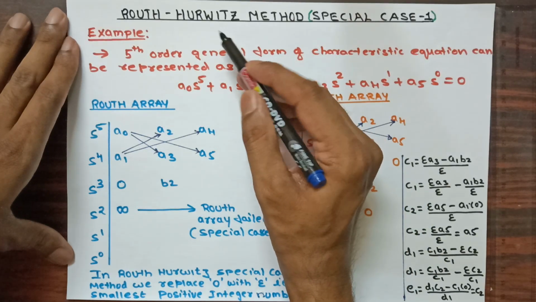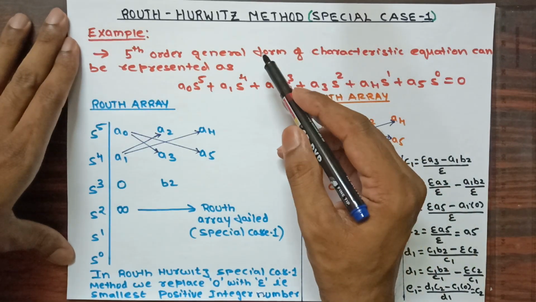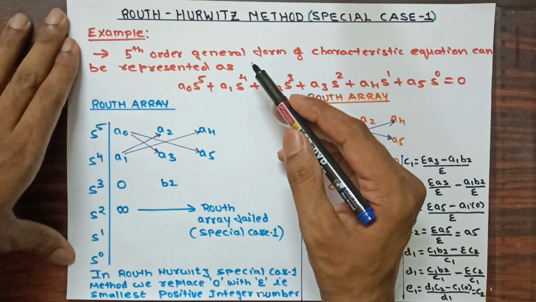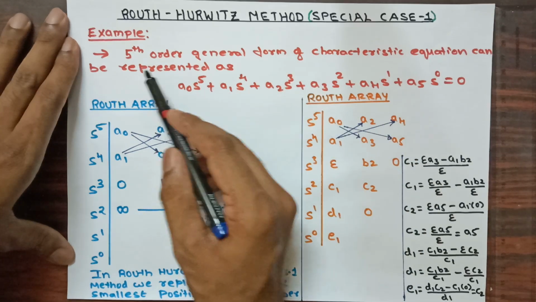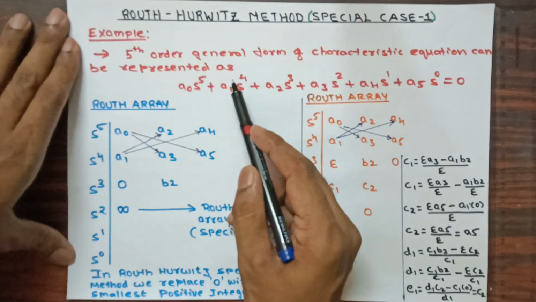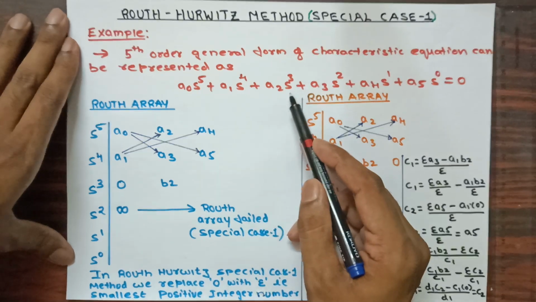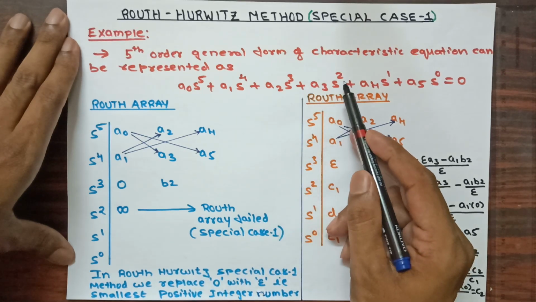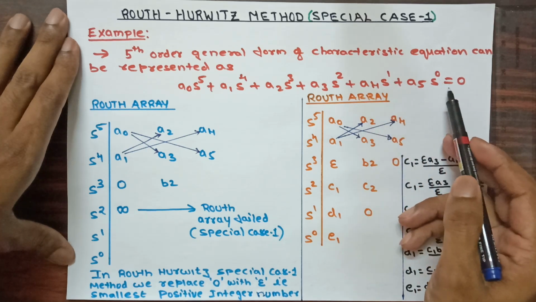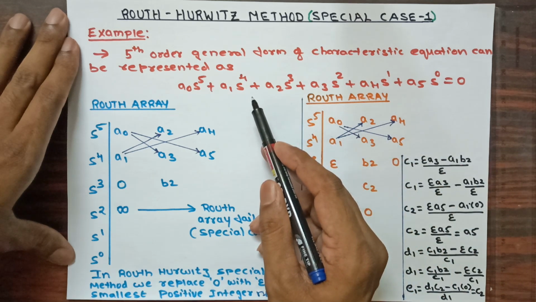Today we are going to discuss Routh-Hurwitz method, special case 1. To understand this method, I have considered an example of fifth order general form of characteristic equation. It can be represented as a0 into s to the power 5 plus a1 into s to the power 4 plus a2 into s to the power 3 plus a3 into s to the power 2 plus a4 into s to the power 1 plus a5 into s to the power 0 is equal to 0. Now from this characteristic equation we are going to form the array.